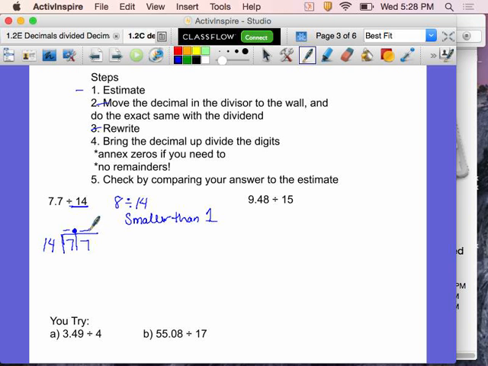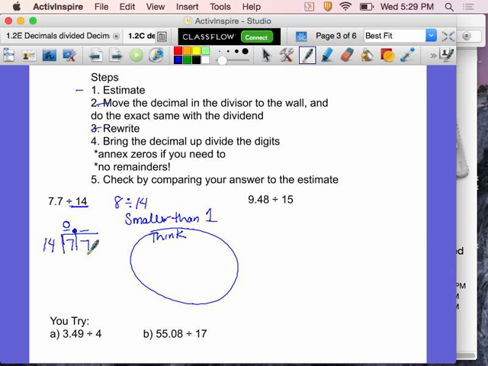So now it's 14 into 7. I can't do that. Don't forget to put your 0 there. That's a place value holder. We're not going to be doing that evenly. So now it's 14 into 77. I don't know all my multiples of 14, so this is where you start thinking and guessing and checking. So here's my thinking over here.